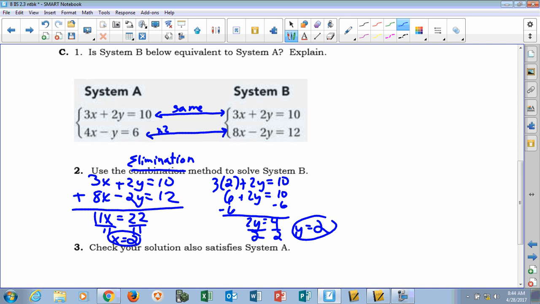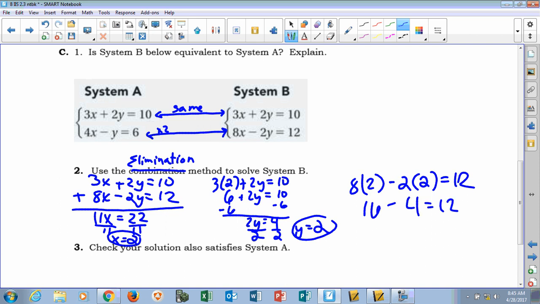2, 2. So then if I take it into my new equation for system B here and plug both of them in, 8 times 2, oops, that's not plus, minus 2 times 2 equals 12. So 8 times 2 is 16. 2 times 2 is 4. 16 minus 4 is 12. So yeah, 2, 2 is a solution to this.